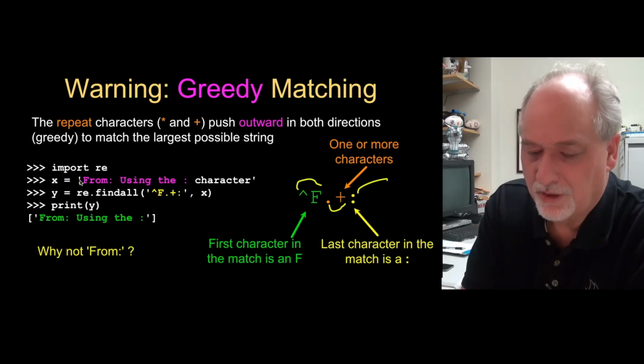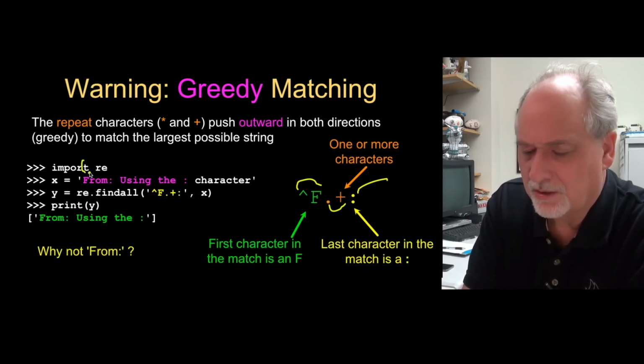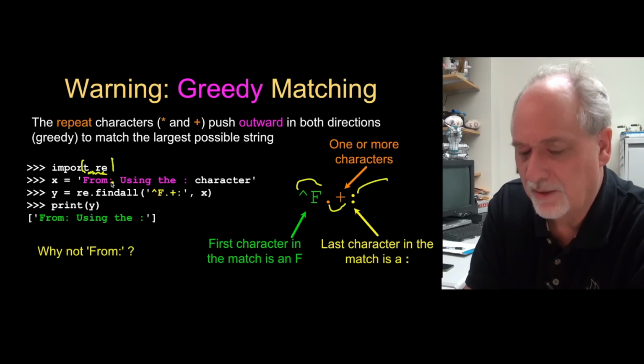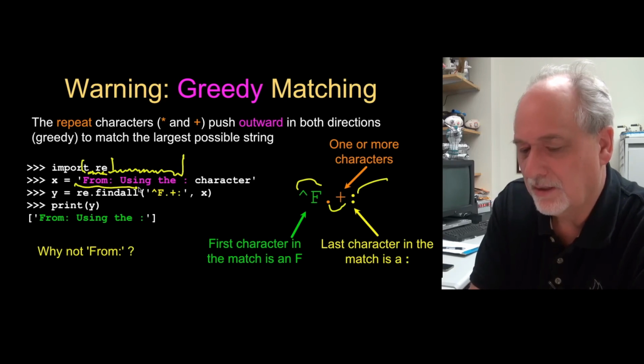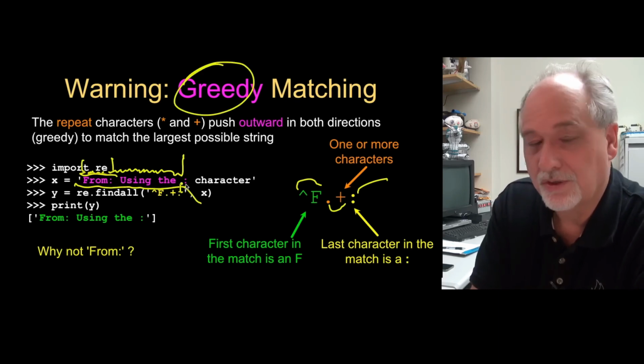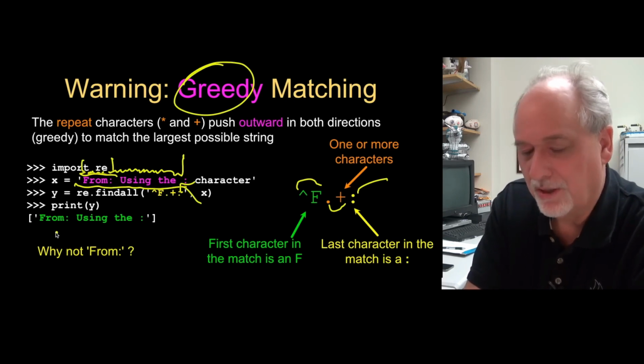So starts with an F, good, that's good. 1 or more characters, da da da da da, have a colon. So that could be from colon. That would match. But look, I've got another colon here, and this is just continuing on with 1 or more characters and this. So the question is, do we get this or do we get this part, right? And the answer is, with greedy matching, we get the larger of the two. Okay, and so what you get back is somewhat counterintuitive.